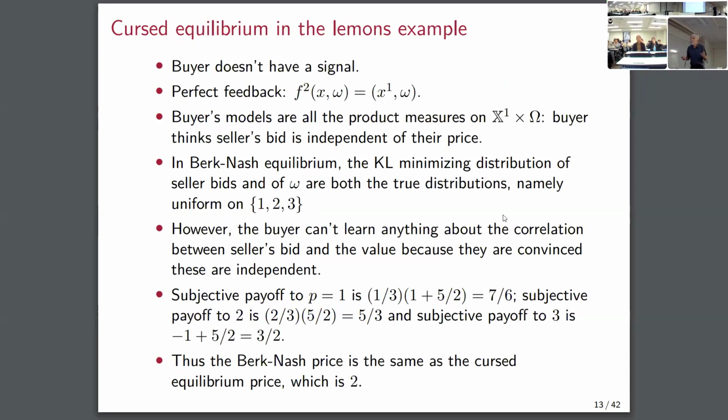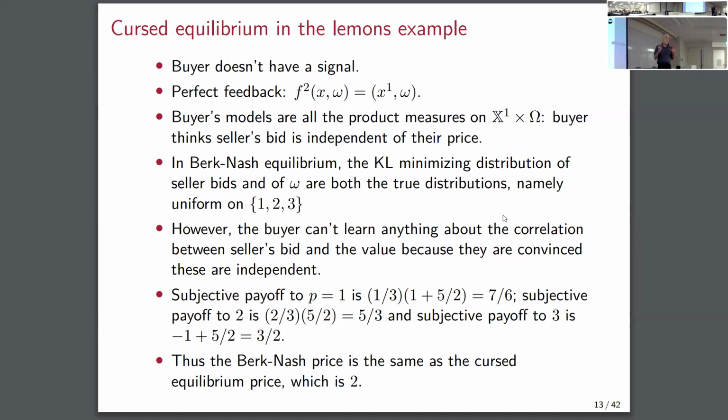But let's look at a Berg-Nash equilibrium where the buyer doesn't have a signal, so no type, and perfect feedback. Perfect feedback means here that the buyer sees omega whether or not they buy the good. They always see the value at the end of the auction.